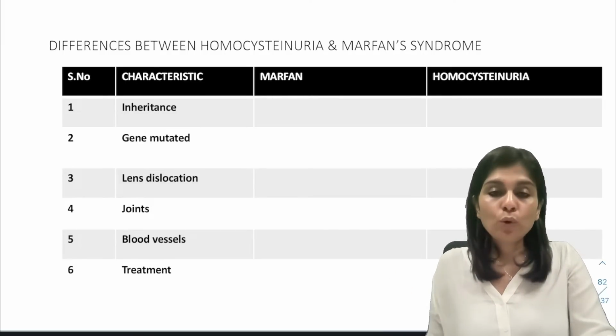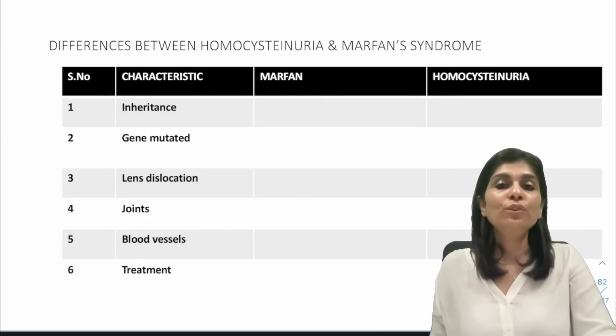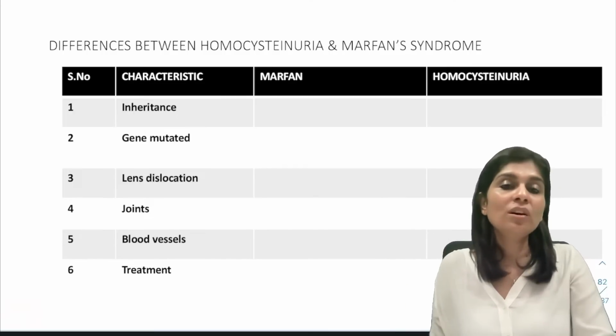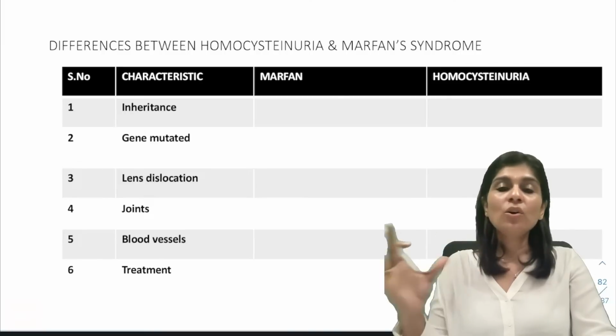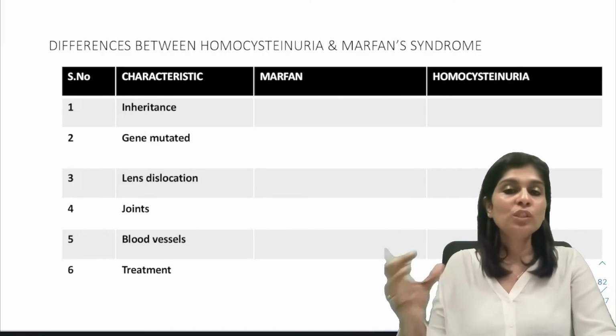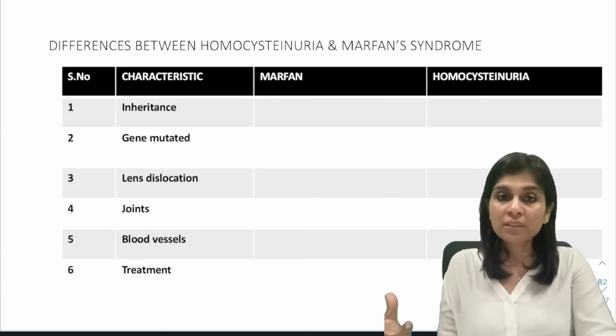Okay. I hope that you all have the habit of noting down important facts and concepts as and when you learn. So your notes should be full of comparing and contrasting two similar features, two similar disorders, two similar numbers. Okay.